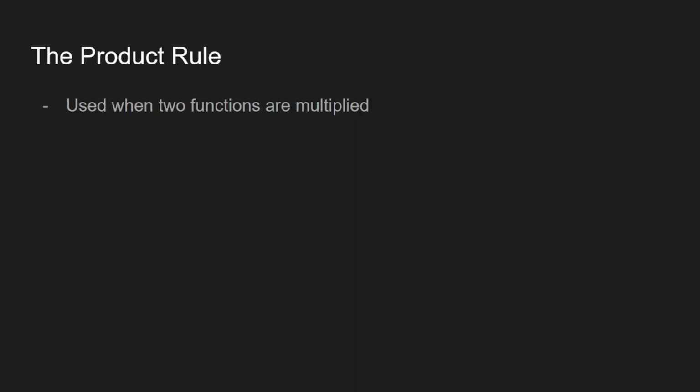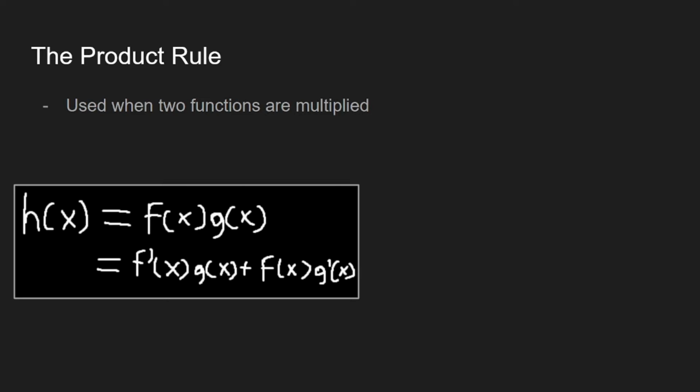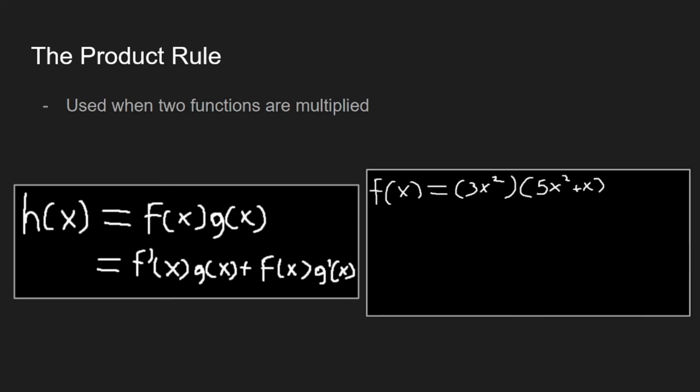The product rule is used when finding the derivative when two terms or functions are multiplied. You take the derivative of the first term, multiply by the second, then add the derivative of the second term, multiplied by the first. For an example, we'll start with 3x squared times 5x squared plus x. We'll find the derivative of 3x squared, which is 6x, and multiply it by 5x squared plus x. Then, we'll add 3x squared times the derivative of 5x squared plus x, which is 10x plus 1.